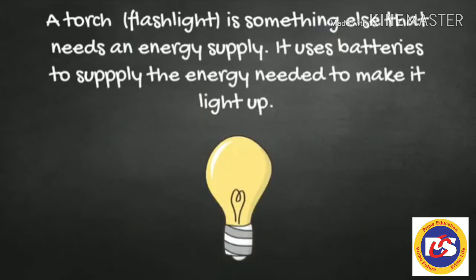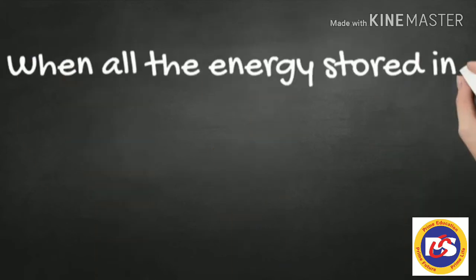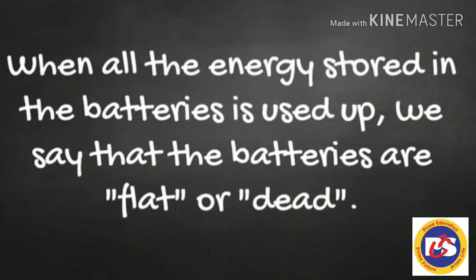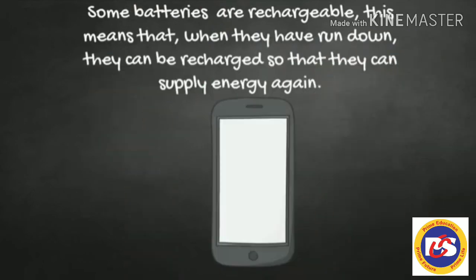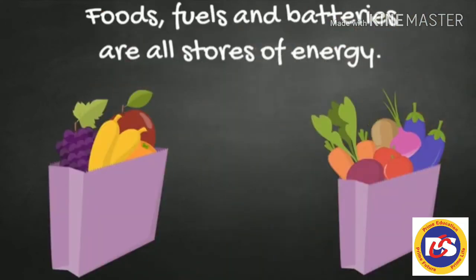A torch or flashlight is something else that needs an energy supply. It uses batteries to supply the energy needed to make it light up. When all the energy stored in the battery is used up, we say that the batteries are flat or dead. Some batteries are rechargeable. This means that when they have run down, they can be recharged so that they can supply energy again. Foods, fuels, and batteries are all stores of energy.